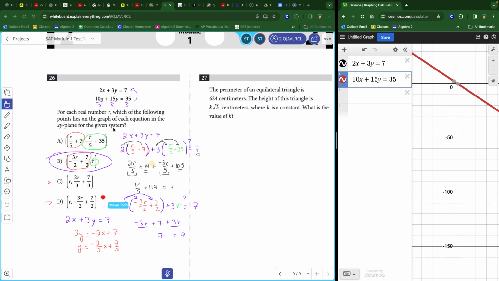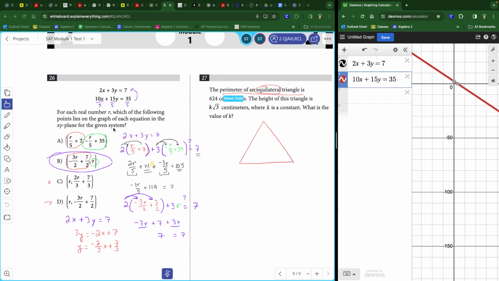There are other workarounds for it, so ask me if you have another idea on how to figure out that it's B. All right, last question, 27. The perimeter of an equilateral triangle. Equilateral means equal sides. Everybody's had geometry, so everybody should know that.